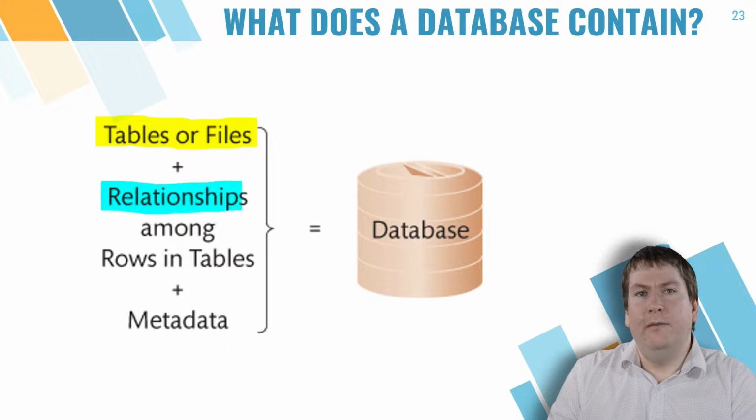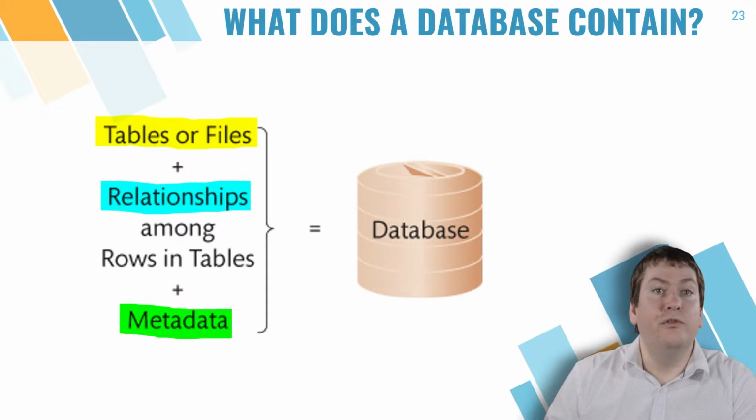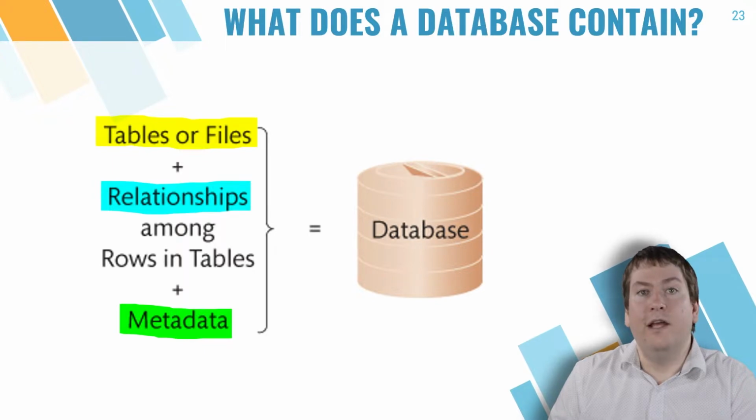So not only do databases have collections of tables, they also contain relationships among the rows of the tables, as well as metadata, which we'll get into shortly. For now, let's take a look at an example and explore the idea of relationships.